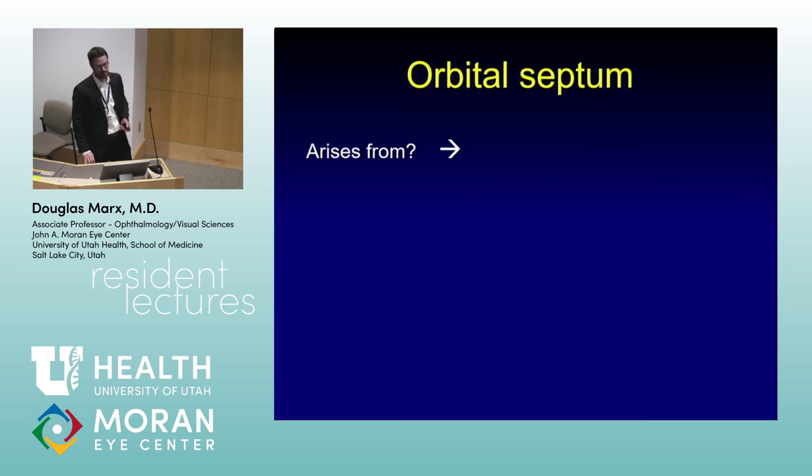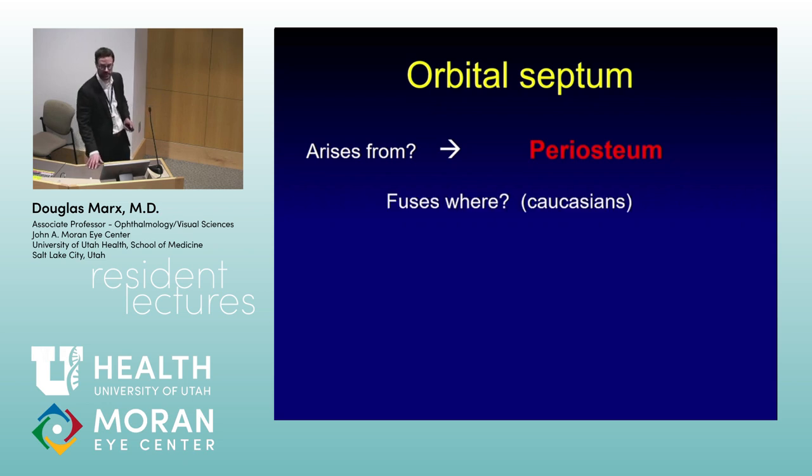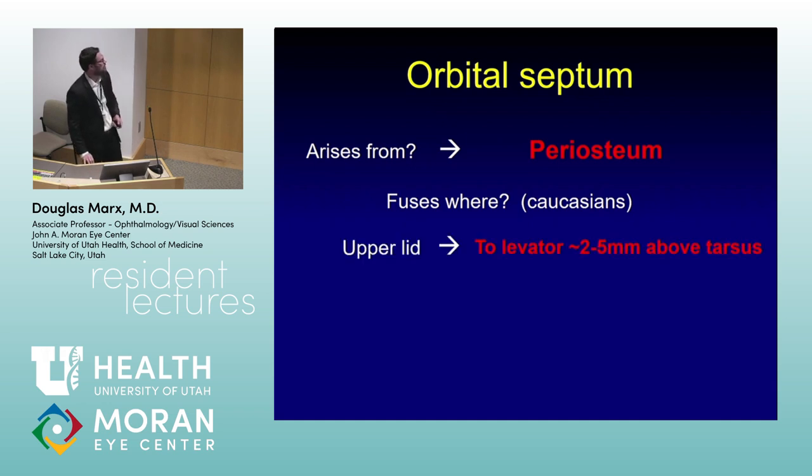Orbital septum, where does it come from? Frontal. What's the structure? It's off the periosteum. Oh, I think it meant like, embryologically. Where does it fuse in Caucasians? This is hugely important in surgery. Hugely. Is it the levator that it fuses with? So, to the levator, about 2 to 5 millimeters above the tarsus.